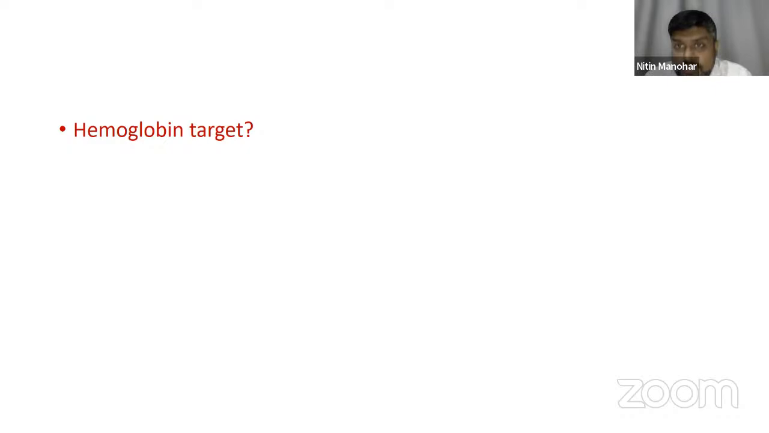So they will be hemoconcentrated, so it might be a spurious hemoglobin that you get. My target is somewhere around 8 to 9, and probably 9 would be my target. So I don't know. We'll get the answer once the trial is completed.